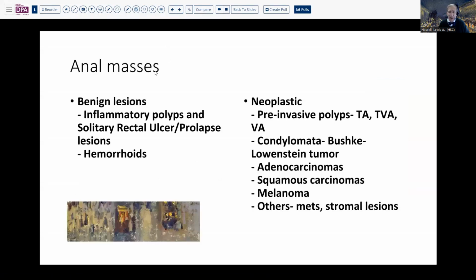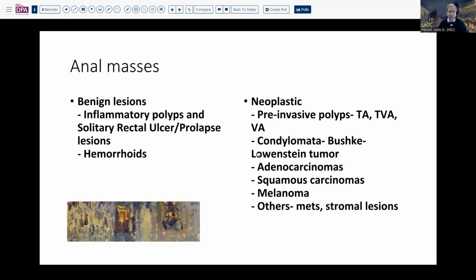When we think about anal masses in general, obviously, more commonly, we would see things like inflammatory polyps or the solitary rectal ulcer syndrome due to prolapse and so forth, or maybe hemorrhoids, which can produce polypoid masses. And in an older gentleman like this, perhaps pre-invasive polyps, tubular adenomas, and so forth. Those would be fairly common causes of a mass.